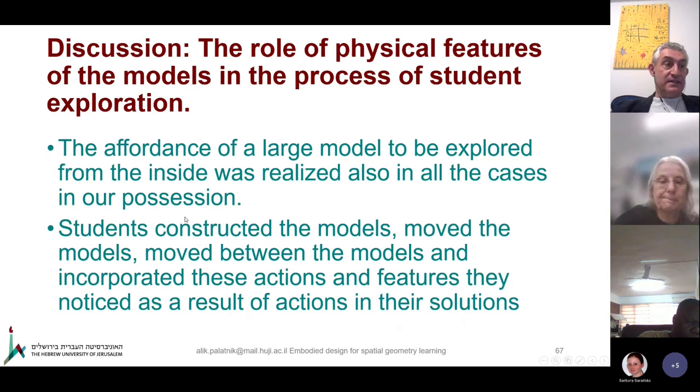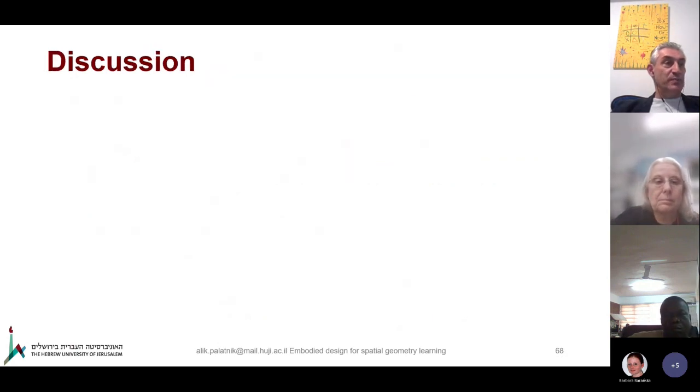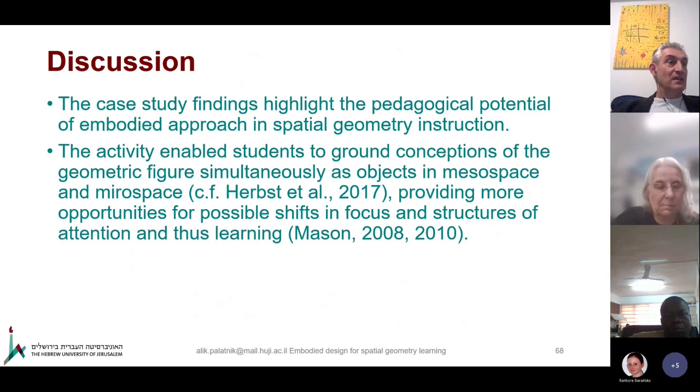So I guess that I will open discussion now and say that these case studies highlight the pedagogical potential of embodied approach in spatial geometry instruction, and that different activities enable students to ground conceptions of the geometric figures simultaneously in the last case as objects in mesospace and microspace, providing more opportunities for possible shifts in focus and structures of attention.